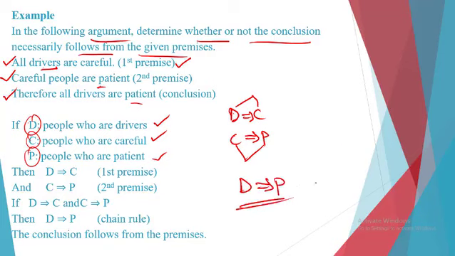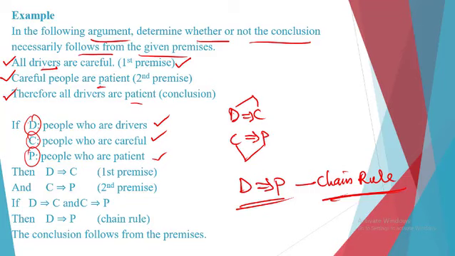Do you understand? And this is what we call the chain rule. If D implies C and C implies P, then D implies P. Do we understand? That is what the chain rule states. That is what it connotes. So, to refresh your memory on what we've done so far, kindly provide the answer to the following questions on the screen.